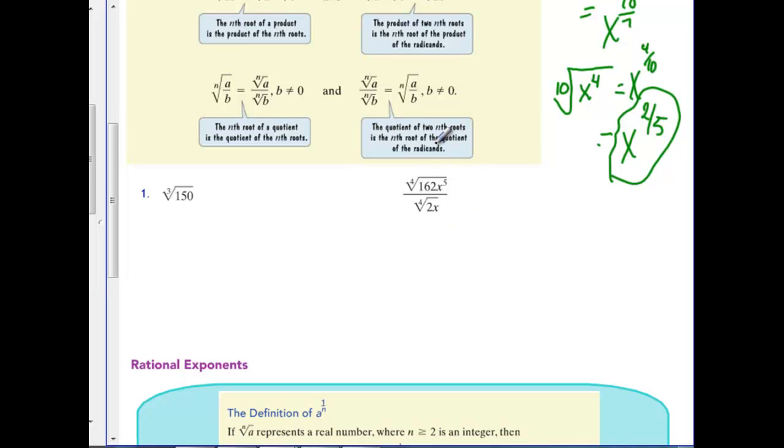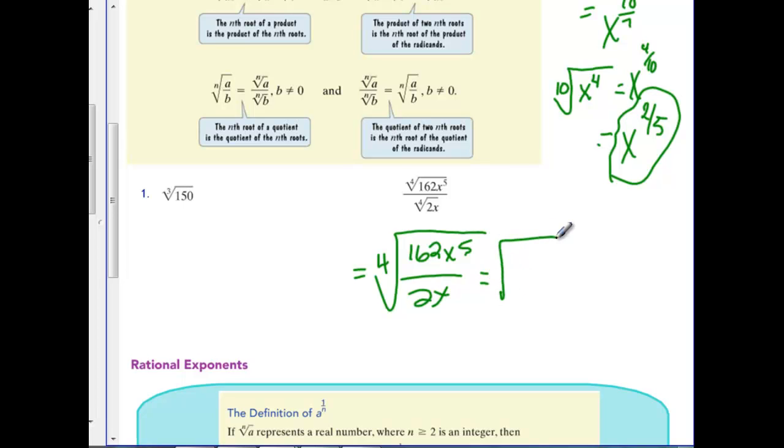We'll do this guy really quickly. So the first thing we can do is put it all together because it's both fourth root and fourth root. So we've got fourth root of 162x to the fifth over 2x. We can reduce stuff here, right? So fourth root of 81. And then this one actually reduces all the way. What do you take to the fourth to get 81? Any ideas?